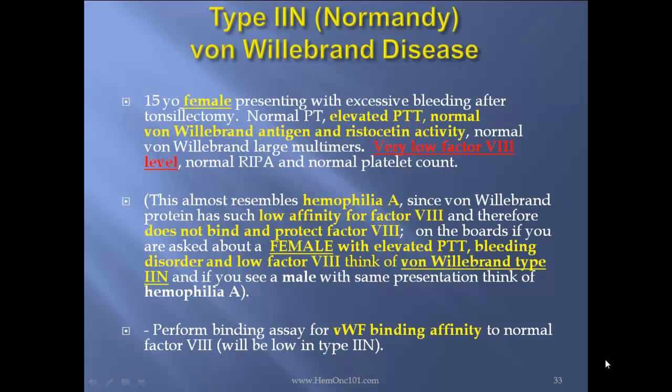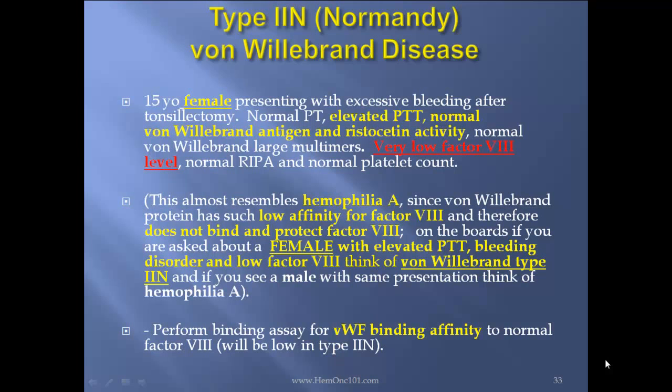This is due to the von Willebrand protein having very low affinity for factor VIII, and therefore it does not bind and protect it. So again, on the boards, if you see a female with elevated PTT and bleeding disorder, think von Willebrand type 2N. If you see a male with the same issue, think hemophilia.